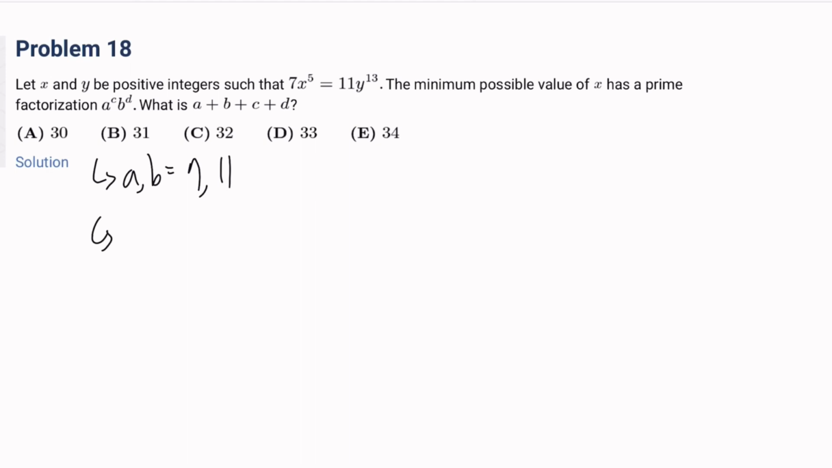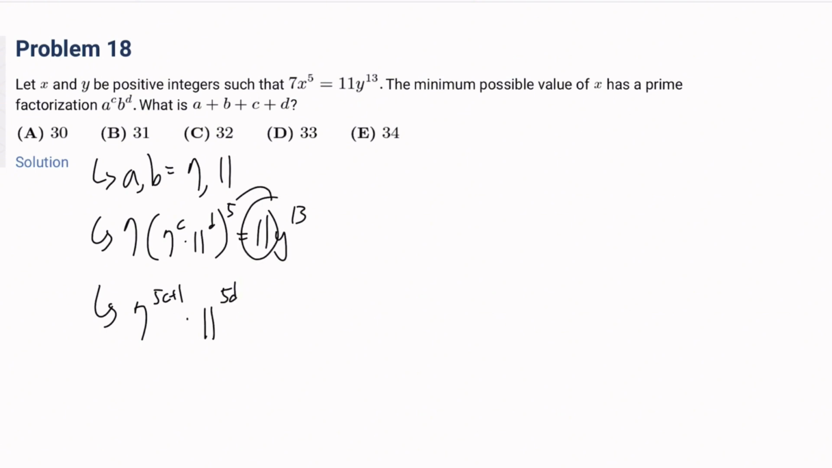Right, and so if we plug a, b, c, d into x, that will be 7 times 7 to the cth power times 11 to the dth power, all to the 5th power, equal to 11y to the 13th power, right? So this means 7 to the 5c plus 1 power times 11 to the 5d minus 1 power, and this is equal to what? It's the 13th power, right?